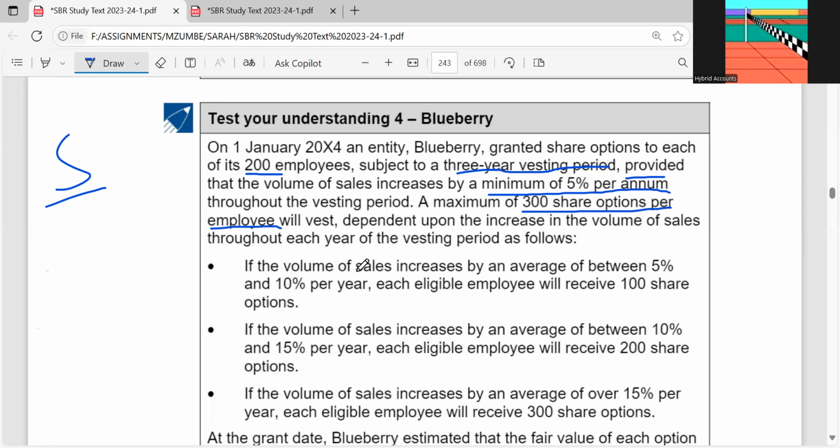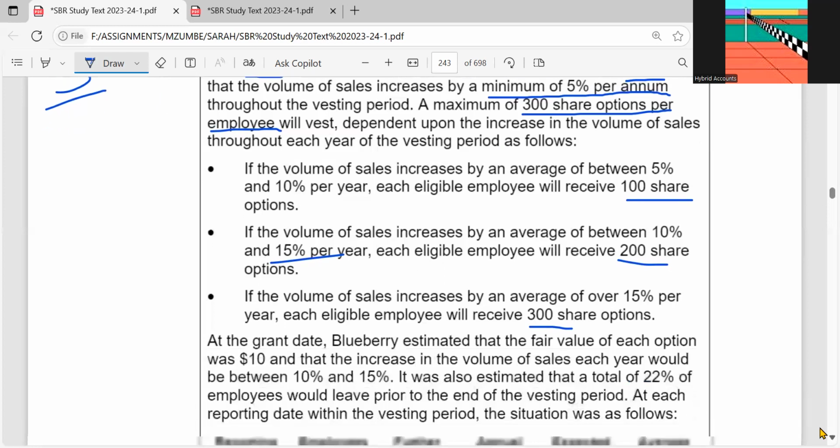We are told if the volume of sales increases by an average of between 5% and 10%, each eligible employee will receive 100 share options. So this 300 is just the maximum. Between 5 and 10 is 100 share options. Between 10 and 15 is 200 share options. So the more you perform, the more options you get. Over 15% is 300 share options. That's why the question is long, but actually everything is just the same.